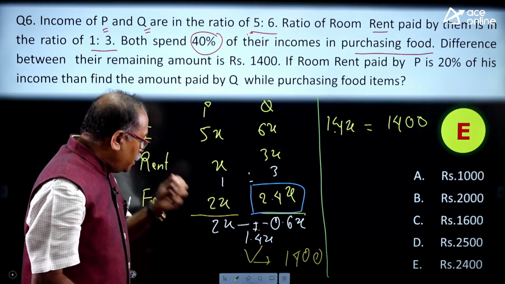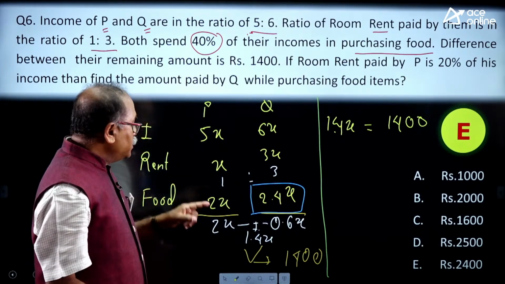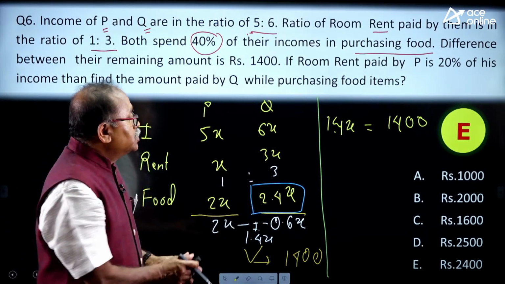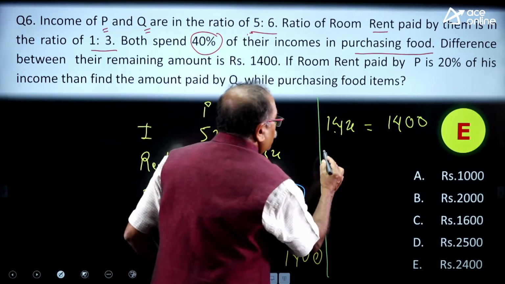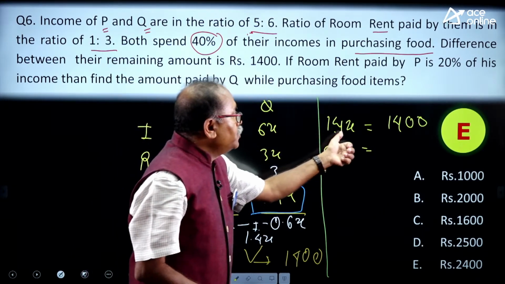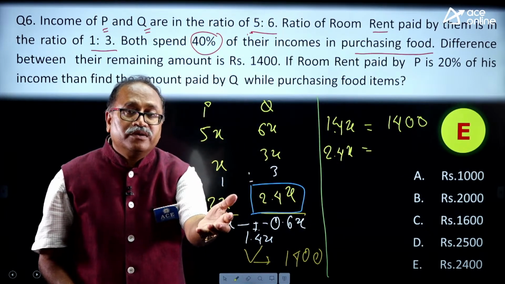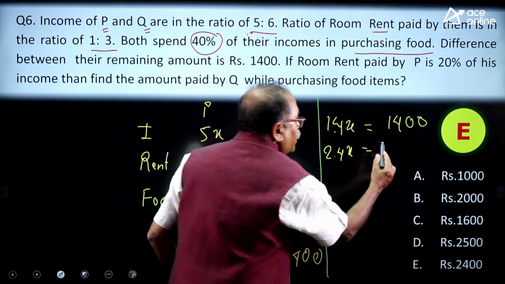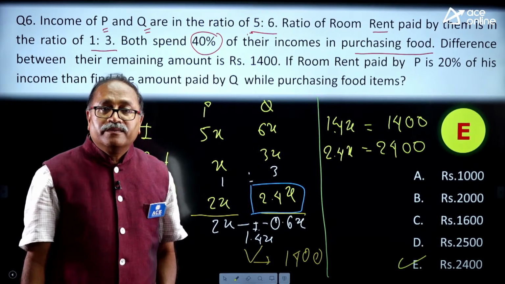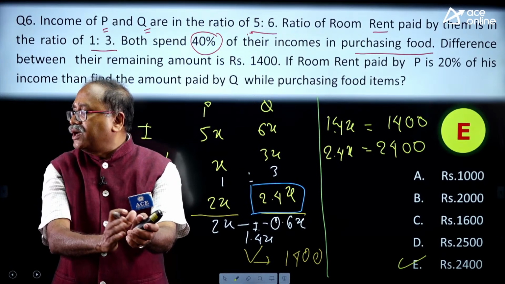Look at this one. We clearly identified 1.4x is equal to 1400. Then what is the expenditure on food by Q, which is 2.4x? So what will be my 2.4x value? If 1.4x is equal to 1400, then 2.4x will be 2400. That's all. So it should be 2400. If that is the case, my answer has to be E. Am I right? Yes, yes, Chaitanya Rakesh rightly answered the question.